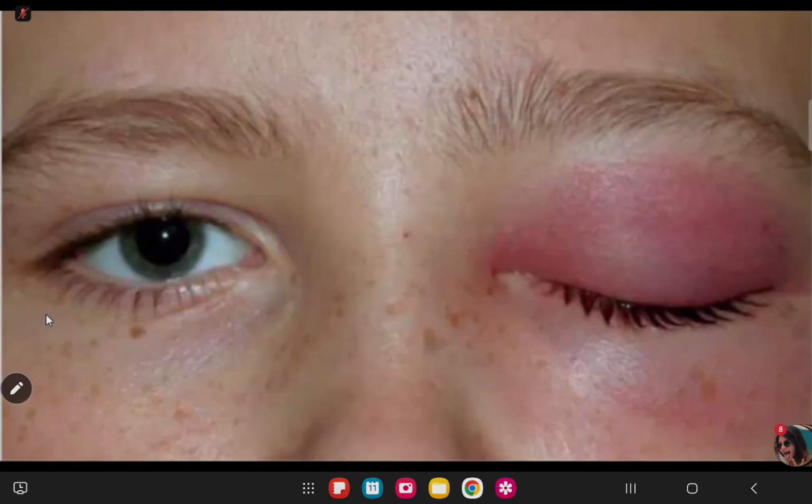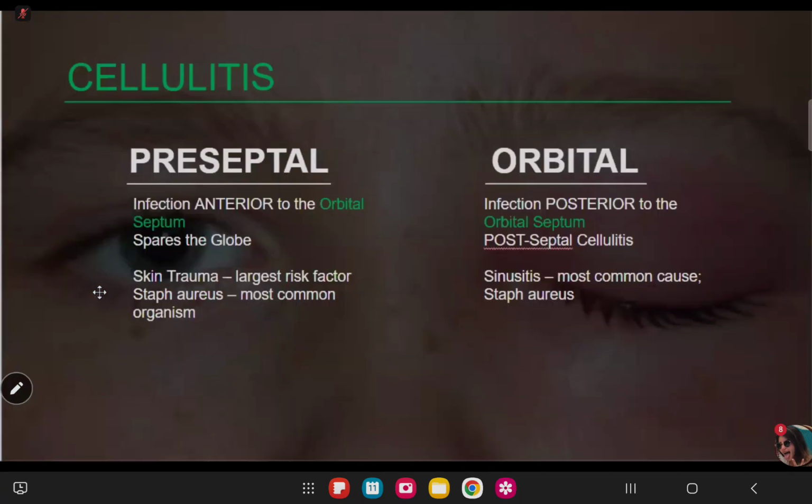Next would be your cellulitis. So at this point, you have already discussed this, I believe, no? So you have to distinguish the difference of your preseptal versus your orbital cellulitis. So if it's infection anterior to the orbital septum and spares the globe, it's preseptal. Examples would be from your skin trauma, the largest risk factor. There would be history of skin trauma. And the most common etiologic agent would be your Staphylococcus aureus.